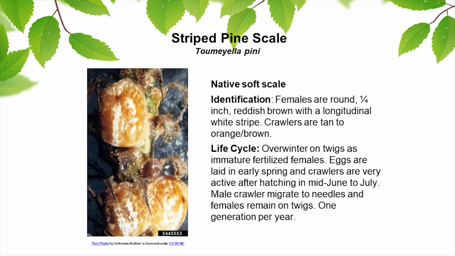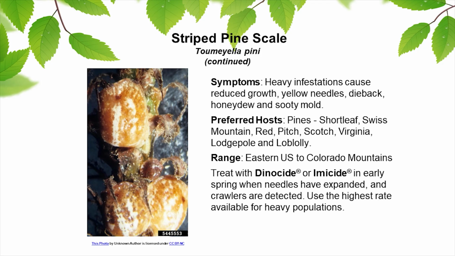Striped Pine Scale overwinters on twigs as immature fertilized females. In early spring, eggs are laid. Crawlers are very active after hatching in mid-June to July. Male crawlers migrate to needles while female crawlers remain on twigs. Striped Pine Scale have 1 generation per year. Heavy infestations of Striped Pine Scale cause reduced growth, yellow needles, dieback, honeydew, and sooty mold.